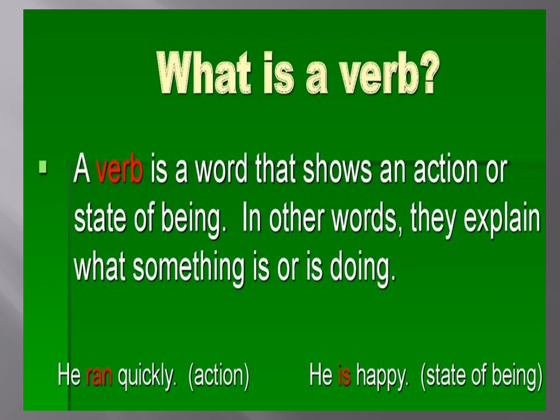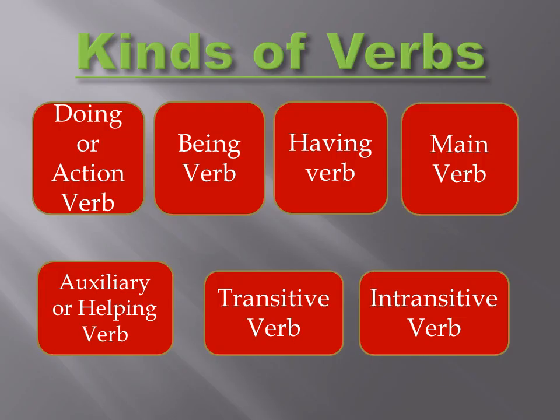Alright? Example, he ran quickly. The word ran is an action. So what is he doing? He ran quickly. He is happy. So the word is telling the state of being. So is over here is expressing, okay, he is happy. Alright. Hope you all have understood what a verb is apart from the word action word. Yes. Now let's move. Now there are different kinds of verbs.